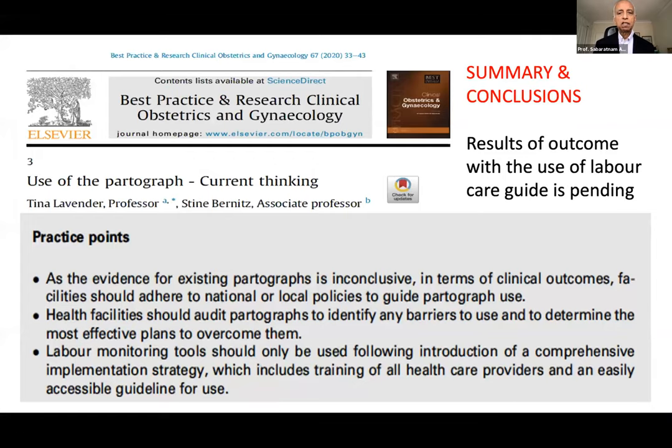And I would finally sum it up. This is an article written on best practice by Tina Lavender, who did the Cochrane database. So she says, as the evidence for existing partographs is inconclusive in terms of clinical outcome, they should adhere to national or local policies to guide partograph use. Health facilities should audit partographs to identify any barriers to use and to find the most effective plans to overcome them. So she advocates the use of partograph, but to be selective and to use it very carefully and to audit them. And labor monitoring tools should be used following introduction of an implementation strategy.